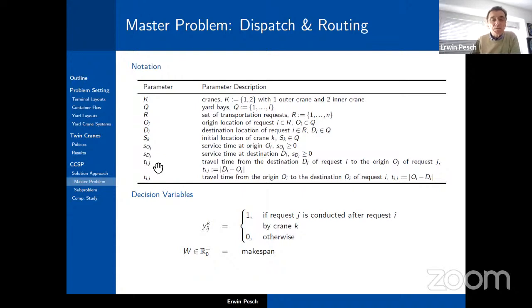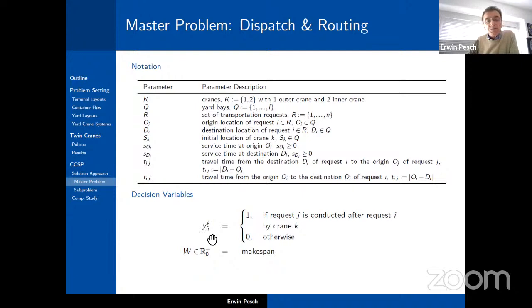We have travel times. This t_ij is the travel time of the grain when it's not carrying a container. It means after dropping off the container and finishing request i, and before starting request j, this is a travel time between the end of one request and the start of the next request. And we have loaded travel times, t_ii. These are the travel times from the origin of request i to the destination of request i. So these are the times when the crane is carrying a container.